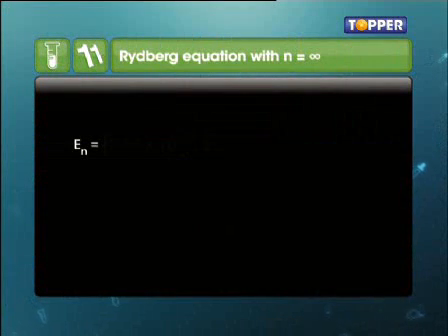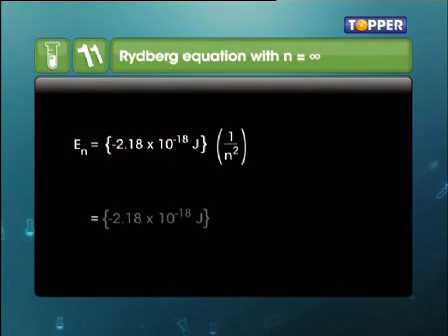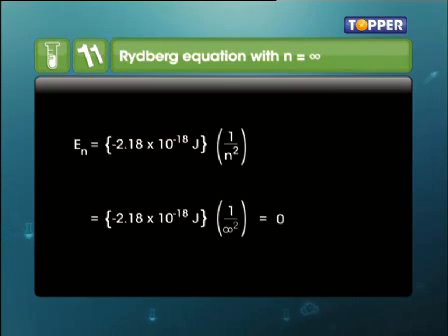Now a question for you: what happens to the energy of an electron as n becomes infinitely large, and what information does that give us? Take a look at your screen. If we put the value of n as infinity in the given equation, energy becomes 0. And energy becoming 0 means the electron has become free from the nucleus. At this state, the hydrogen atom gets ionized.